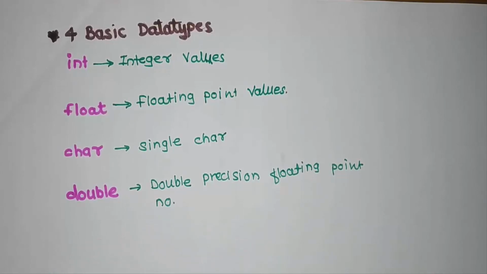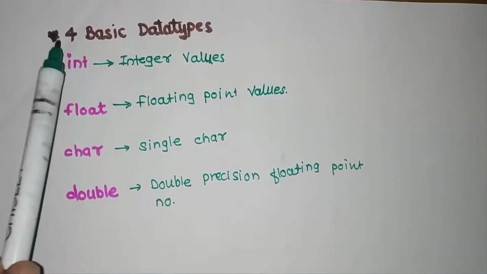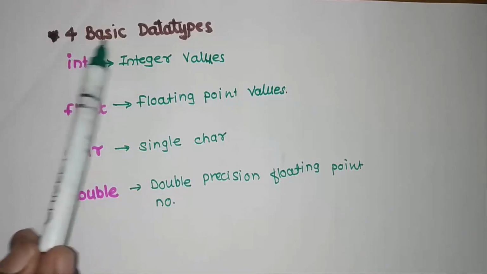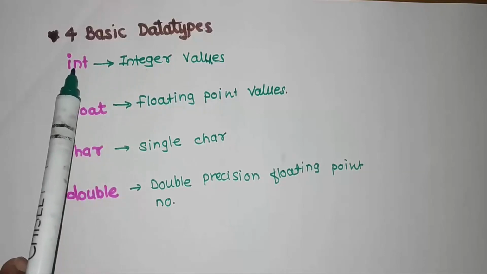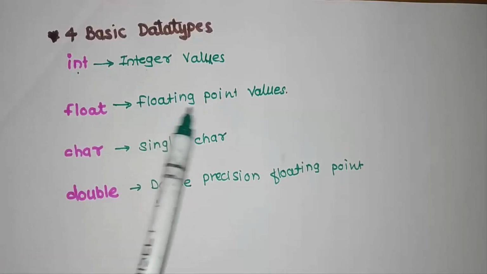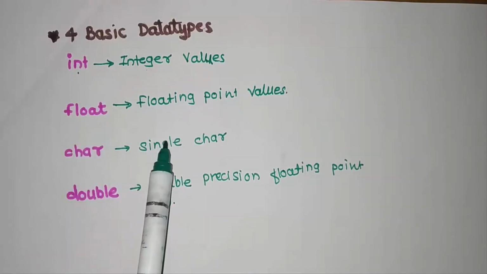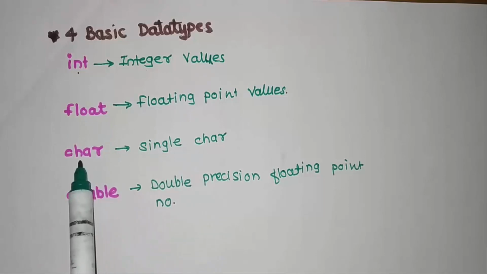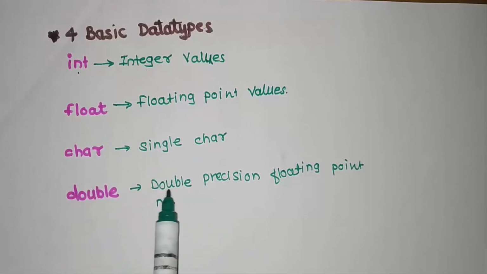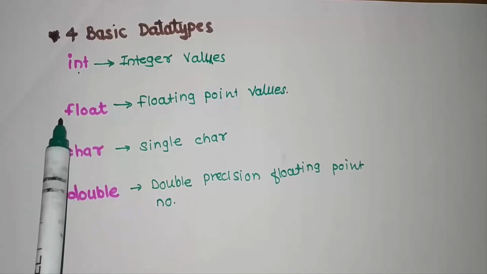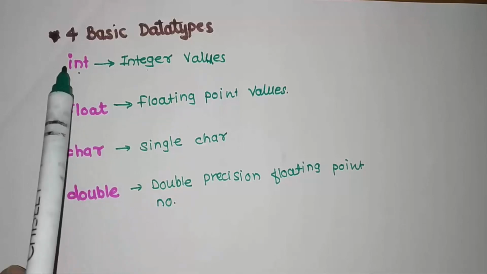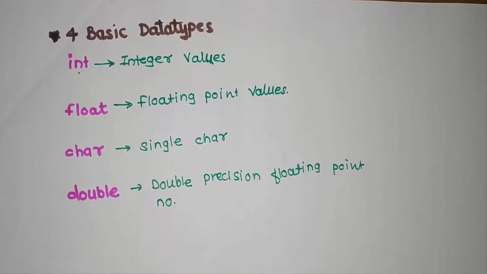So simply, in the C programming language, four basic or fundamental data types are present. To hold an integer value, int is used. To store a floating point value, float is used. To store a single character, char is used. And for a double precision floating point number, double is used. So these int, float, char and double are basically called data types.